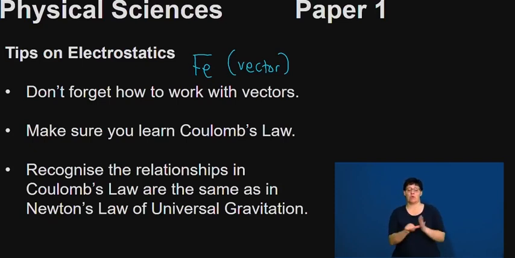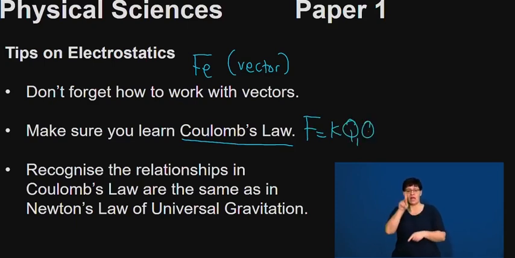Now, also make sure that you learn Coulomb's law. We have mentioned the importance of the examination guidelines. In the formula sheet, it will be written F equals k Q1 Q2 over r squared. So the mathematical equation captures the relationship between the product of the charges and the electrostatic force, as well as the square of the distance between those charges and the electrostatic force, right?